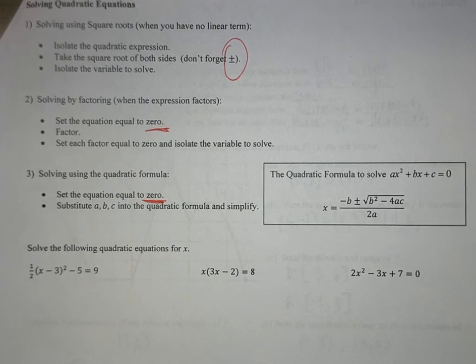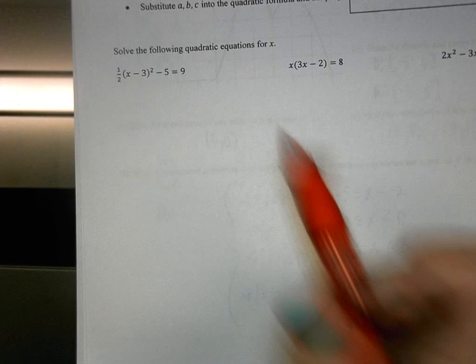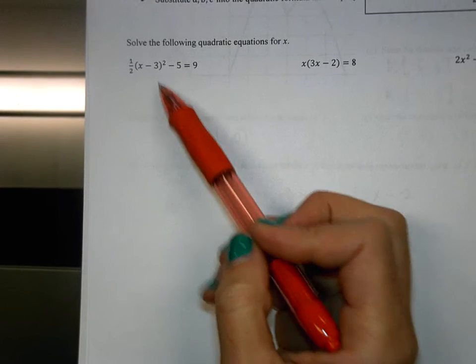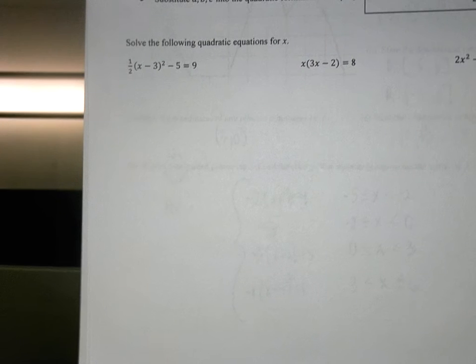Okay, so we just have 3 examples here we're going to do at the bottom. So starting here with the first one, we kind of already talked about this, but we noticed that we have a parenthesis that's being squared. So the easiest thing to do is get that square by itself.